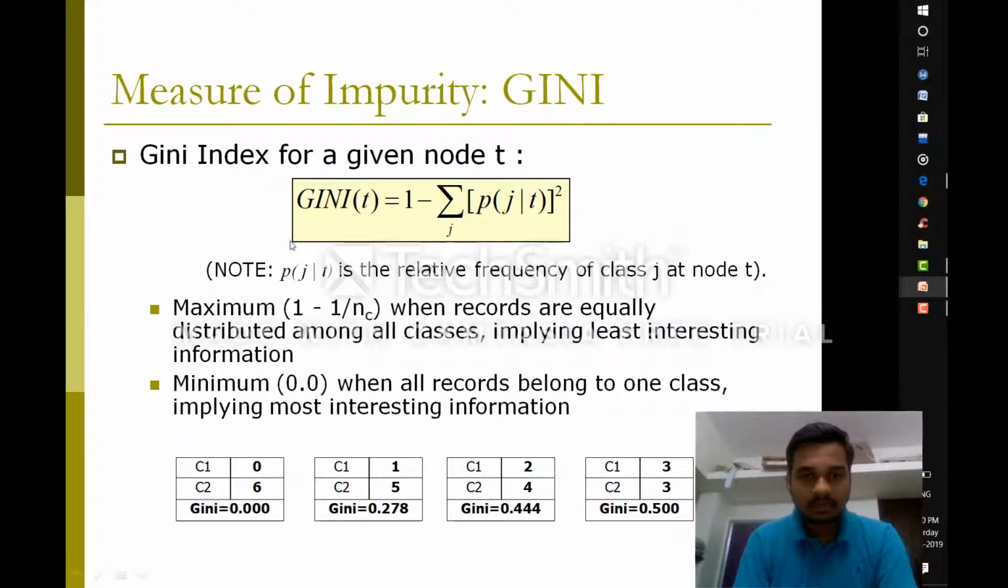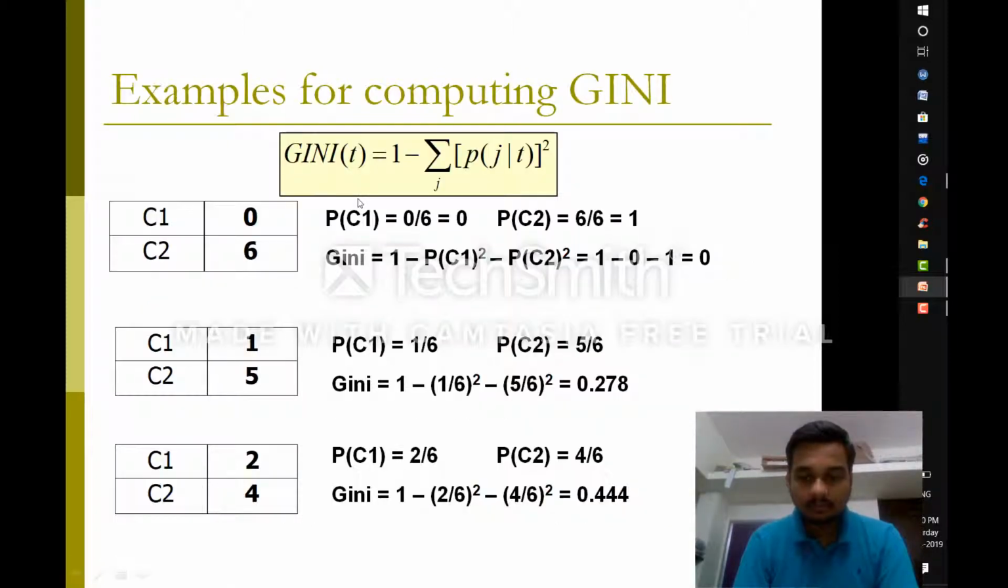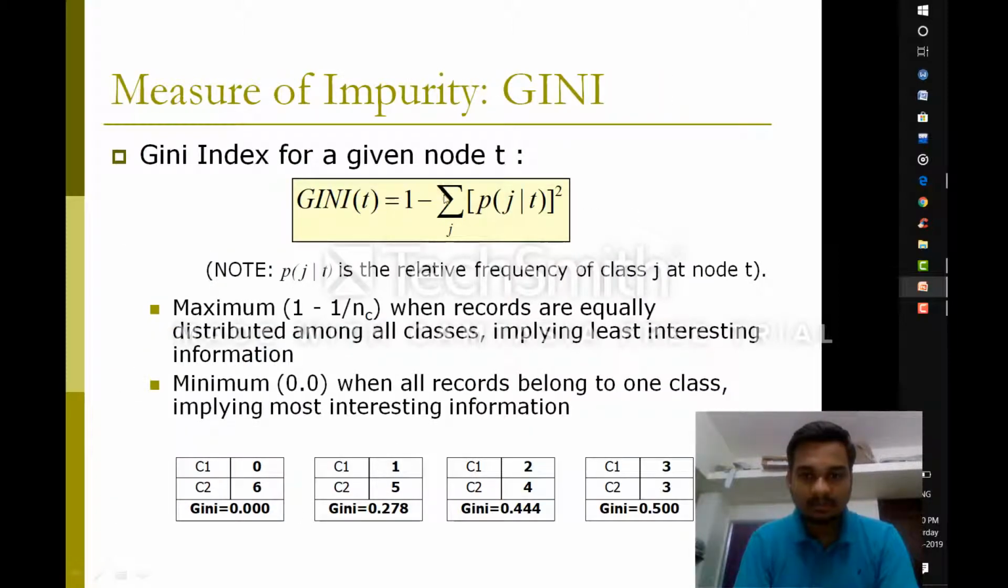Next, as we have seen, this is the same formula: 1 minus summation of relative frequency square. The maximum value of the Gini index can be 1 minus 1 upon NC. This condition happens when the records are equally distributed among all the classes. So this result implies that the information is least interesting.